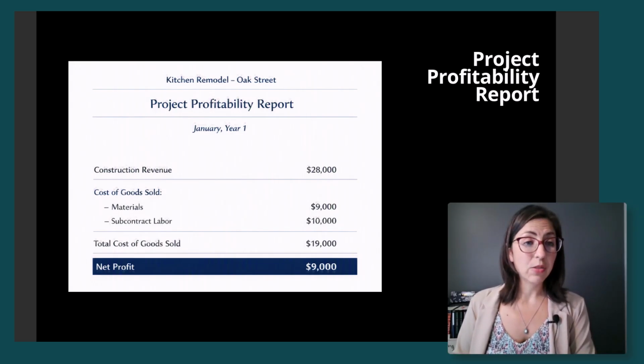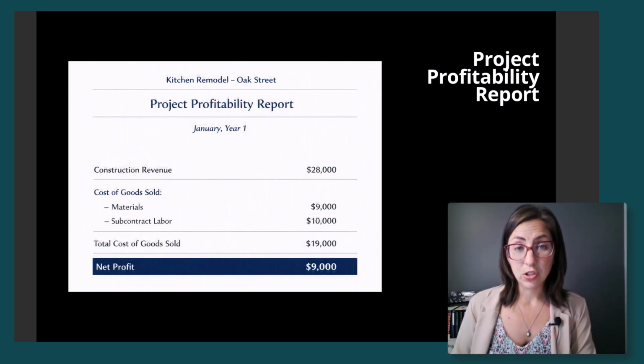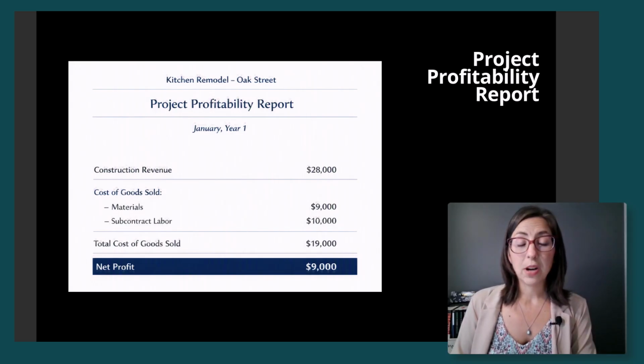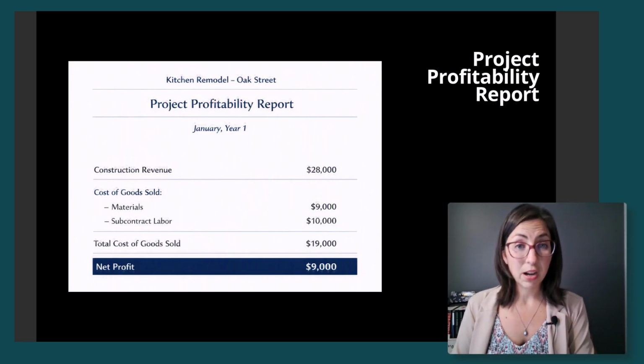So for this kitchen remodel, we've got some construction revenue that starts out at about $28,000, and then we have cost of goods sold. And these are going to be our directly traced materials and our labor for this current job, which is about $19,000. So this project profitability for this kitchen remodel is sitting at about $9,000 of profit.